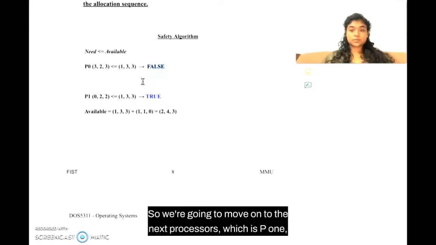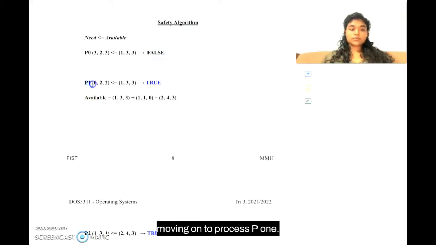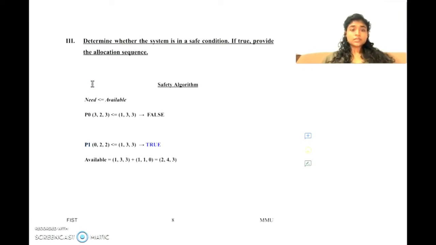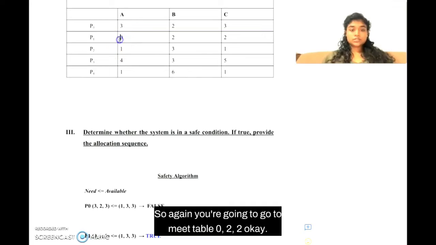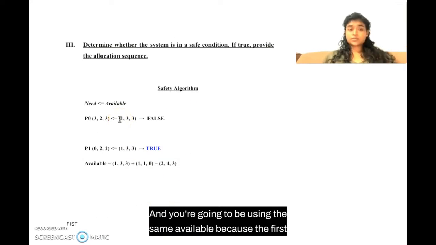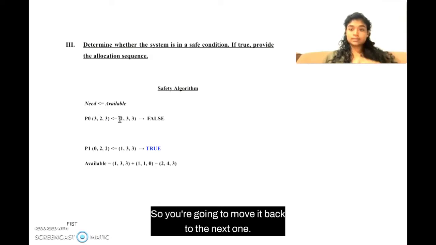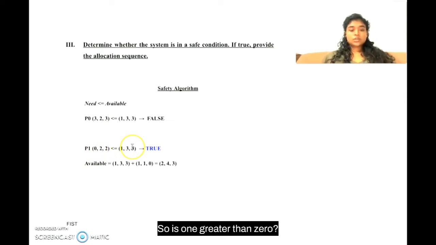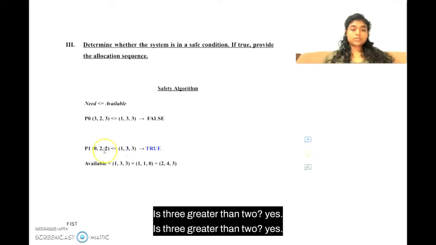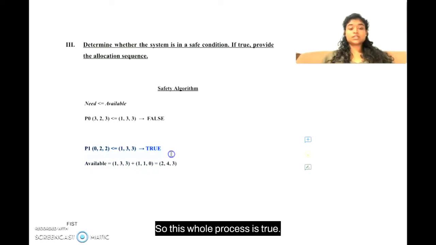So we're going to move on to the next process first, which is P1. Moving on to process P1. Okay, so again, you're going to go to your need table, which is 0, 2, 2. You're going to be using the same available because the first one was already wrong, so you're going to move it back to the next one. Okay, so is 1 greater than 0? Yes, true. Is 3 greater than 2? Yes. Is 3 greater than 2? Yes. So this whole process is true.